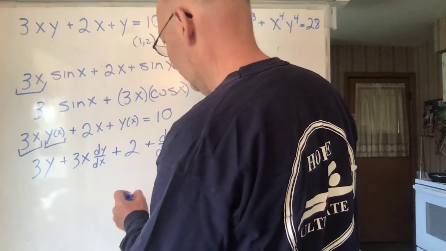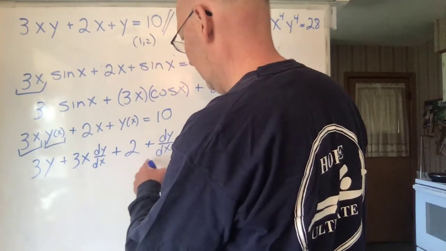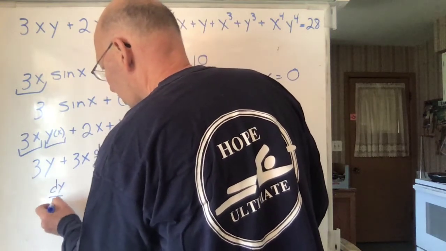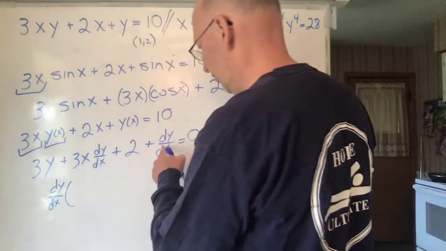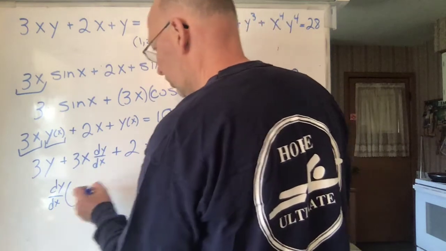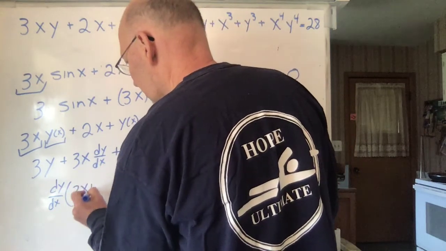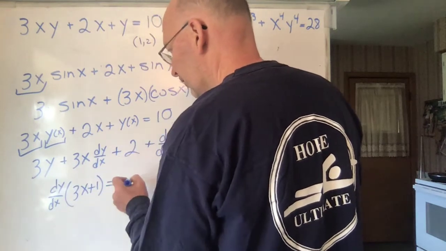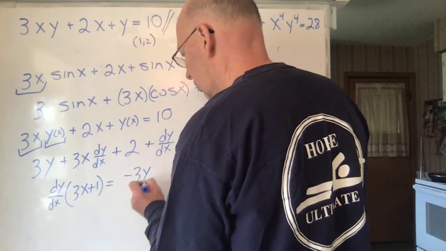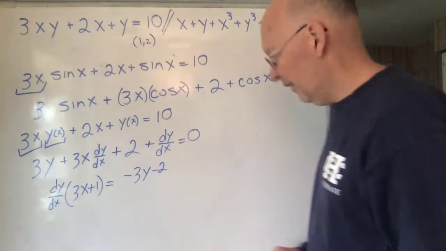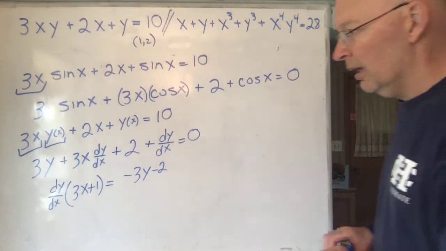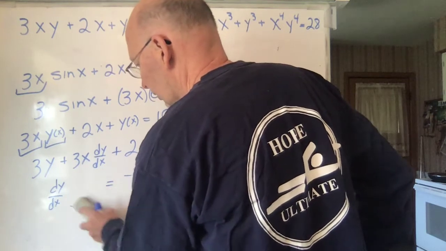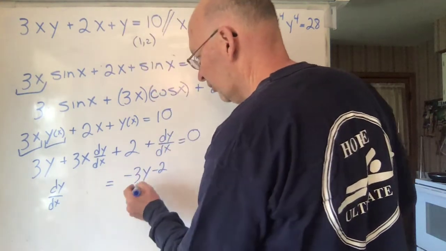Let's see if I can do it in just a couple steps. I'm going to factor a dy/dx out of both of these terms, and I'm going to be left with a 3x plus 1. I'm going to bring these over to the other side. And then, just because I'm short on room here, I'm going to divide both sides by the 3x plus 1.